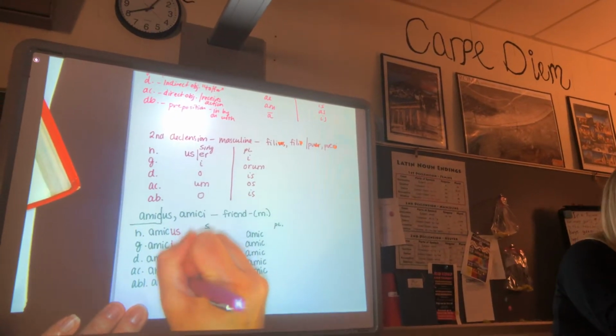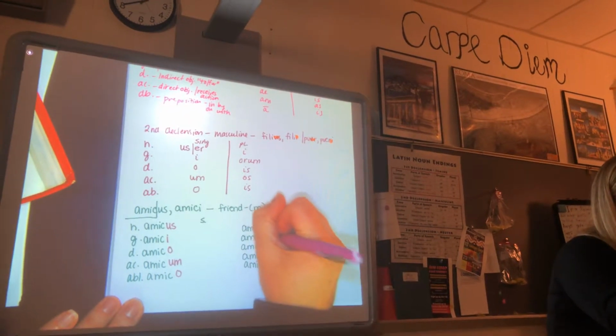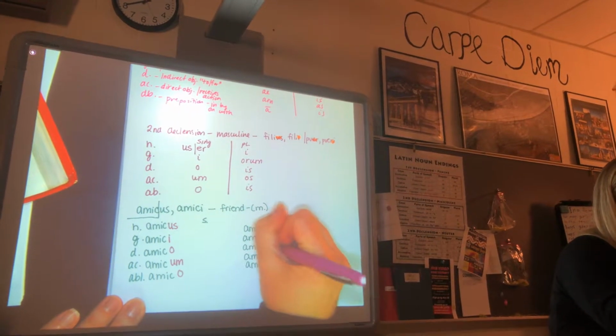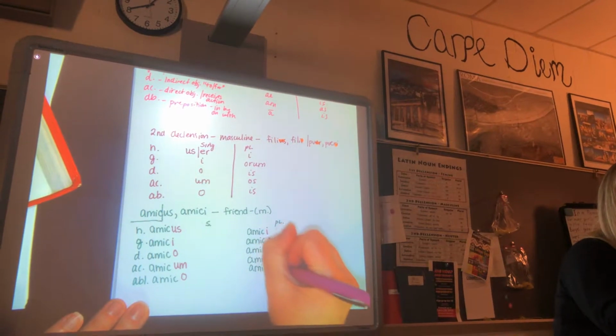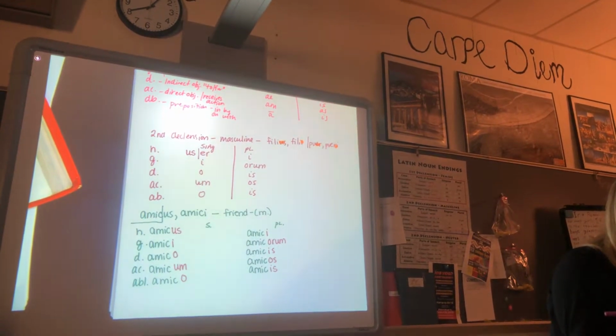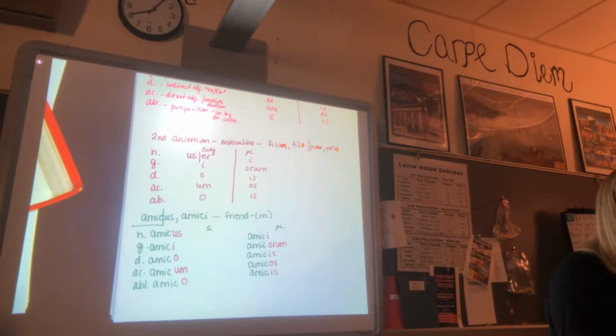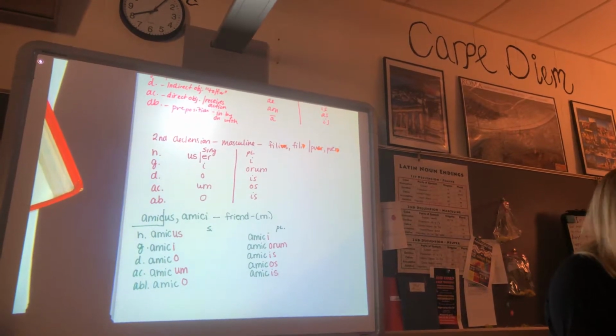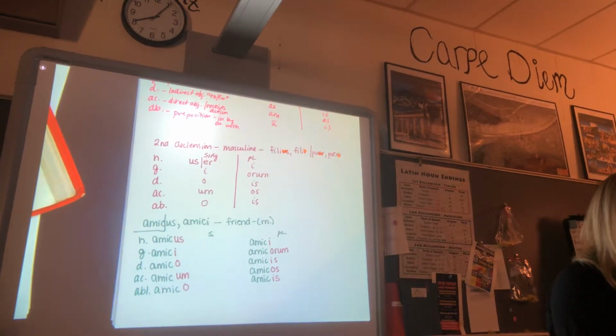-i, -o, -um, -o, -i, -o, -rum, -is, -os, -is. So we're declining it exactly like we decline feminine nouns. We just have new endings because these nouns are masculine.